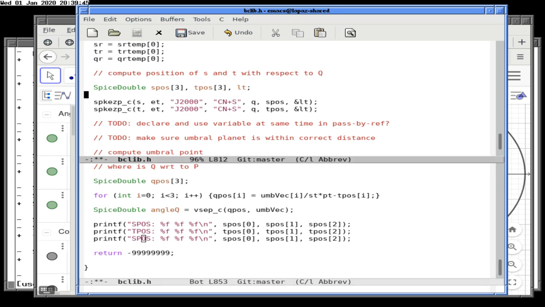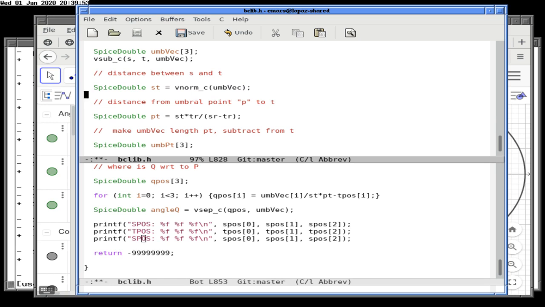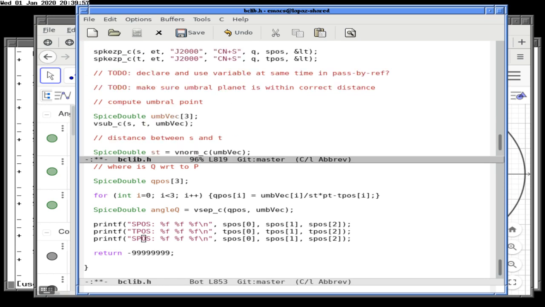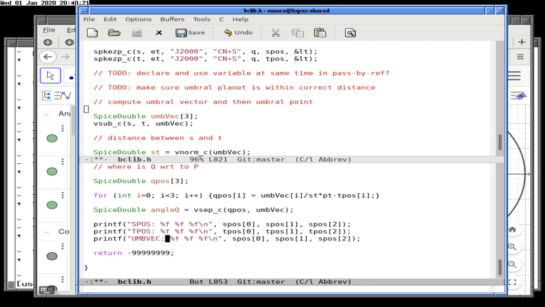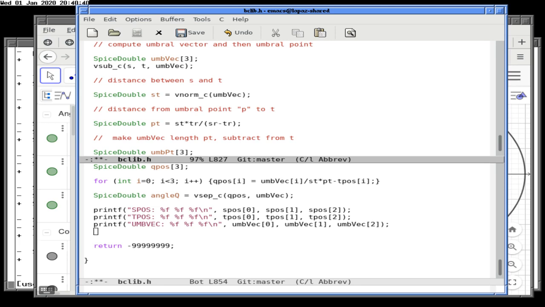Finally, we also want the umbral. Whoa. This is the umbral vector, dude. And then umbral point. So we need both of those. Then we're going to print out the umbral vector, which common sense tells us should go between S and T, obviously. That's literally what it is. And then something tells me we should get the normalized umbral vector, or the one from P to T, just same direction, different length. But I think we're not going to do that. Okay, so that's the umbral vector.